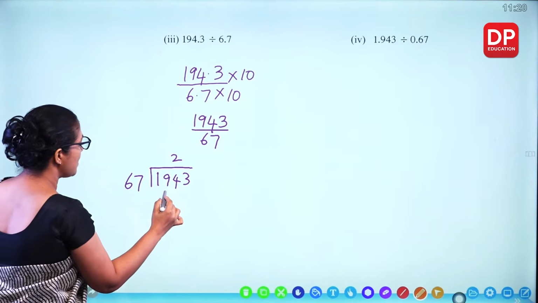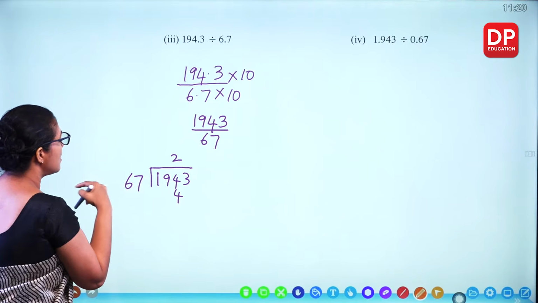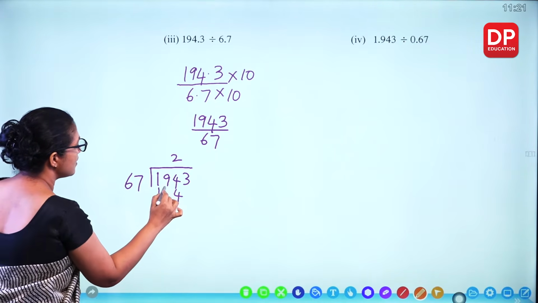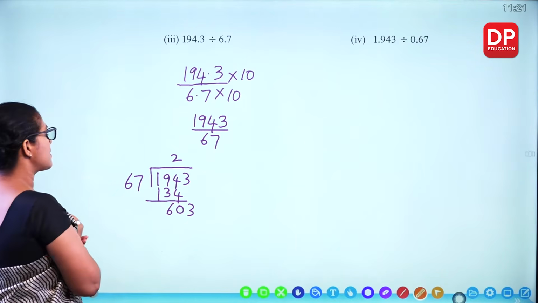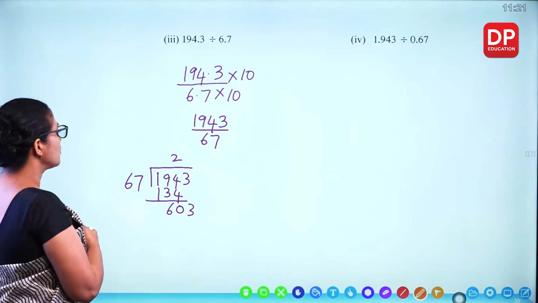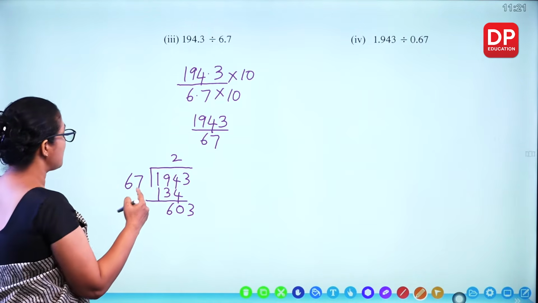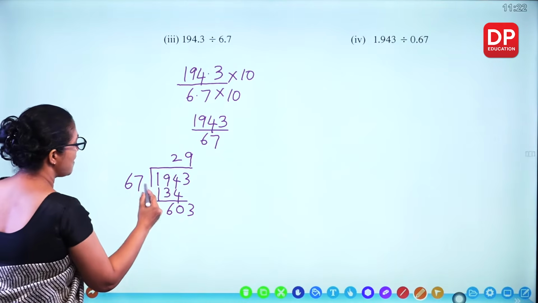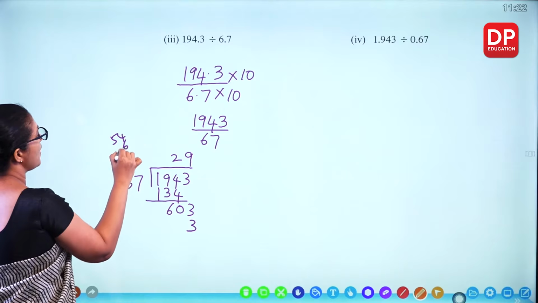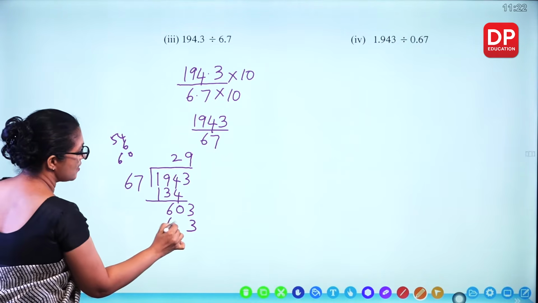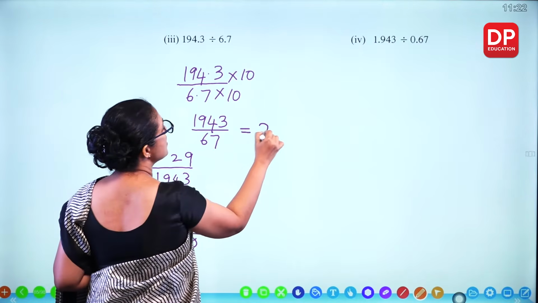2 times 7, 14, and 2 times 6, 12 plus 1, 13. So you get 60, then 603. So what's the answer? For 603, how many 67? 9. 9 times 7, 63, 6 remaining. 9 times 6, 54 plus 6, you get 60. So that's exactly divided. So the answer is 29.